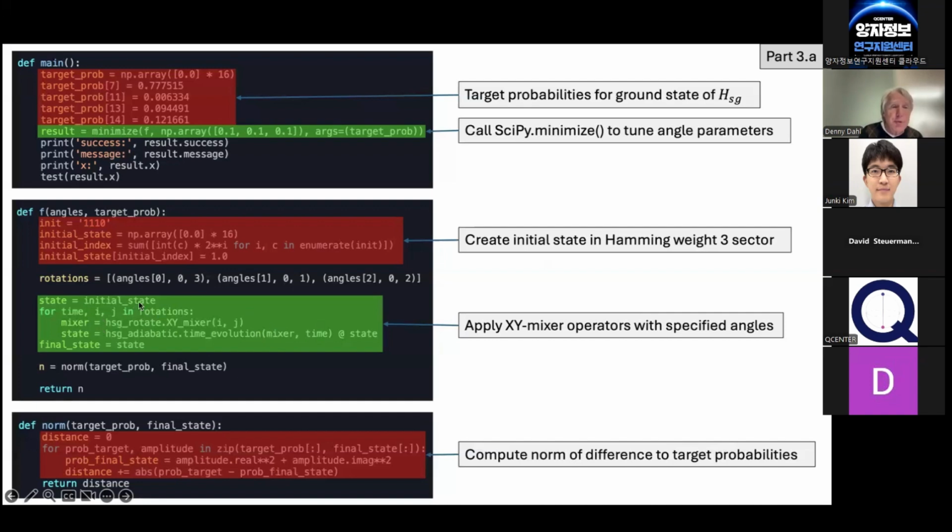So I do this loop 3 times, I get my final state out, and then I compute the norm, or the distance, between my final state and the target probabilities. And the norm is just computing, it takes the difference of the 2 states and then computes the L1 norm, which is the absolute value of the target probabilities minus the probabilities from the final state. So this is the computation that actually finds the angle parameters for me.